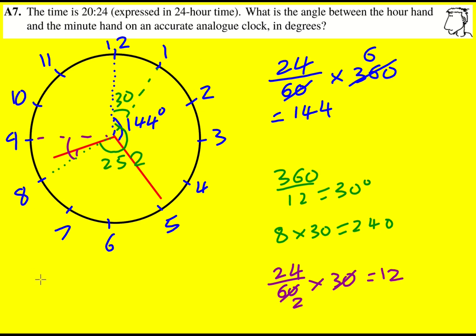Nearly there, so this angle between the hands is 252 minus 144, which is going to be 108 degrees.